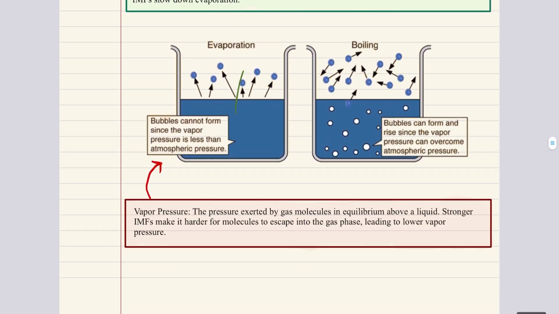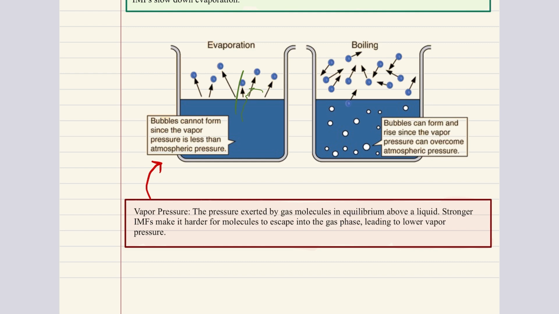So we're going to scroll down here to this part so we can talk about vapor pressure. This describes the pressure exerted by gas molecules in equilibrium above a liquid. If intermolecular forces are weak, molecules can escape into the gas phase more easily, leading to a higher vapor pressure. However, in substances with stronger intermolecular forces, molecules are going to struggle to evaporate, resulting in a lower vapor pressure.